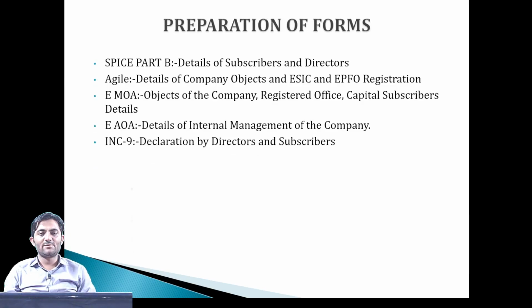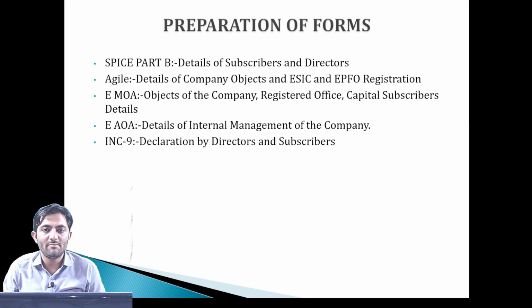Then the next step is to prepare the form SPICe Part B. First form is SPICe Part B. You have to enter the details of subscriber and director: basic name, father's name, whether he is graduated, post graduated or not, his PAN number, his photograph, his address, mail ID, mobile number. Basic things need to be mentioned in Part B, and the number of shares subscribed by the subscriber. And if Mr. A is going to act as a director in the newly incorporated company, then in how many companies Mr. A is a director. These basic details are to be mentioned in SPICe Part B.